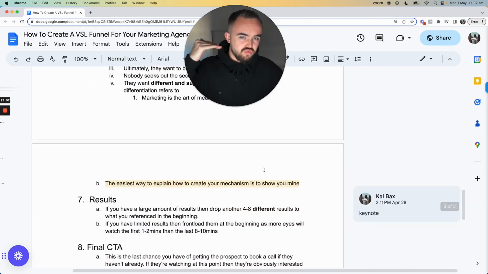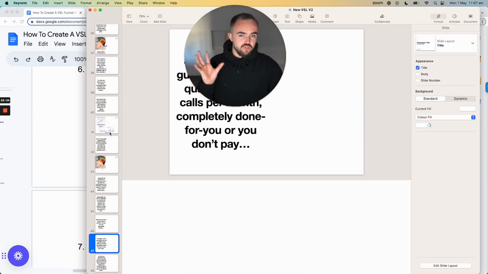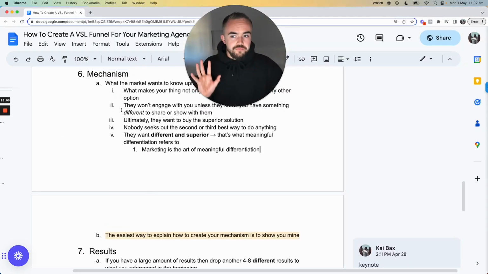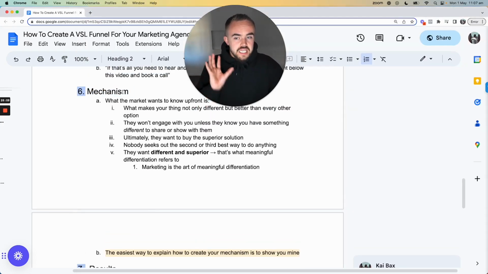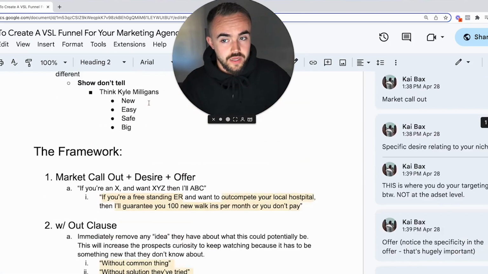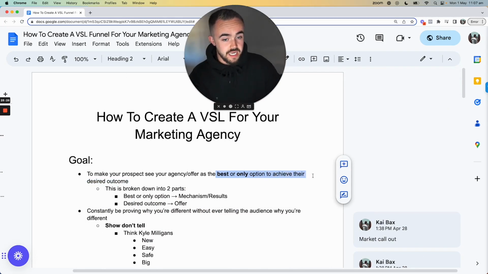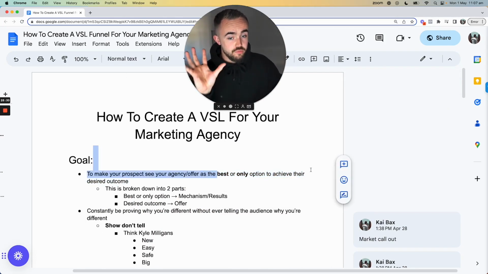And so obviously that was kind of rushing through the mechanism explanation here, but in the actual VSL I go a lot deeper into it, and I really do explain why this is the case. So you need to realize that your mechanism is what's going to get you the results, really the mechanism behind how you get the result, your client's result. And so it goes back to what I said up here. The goal of the VSL is to position your agency, or to make your prospects see your agency or your offer as the best or only option to achieve their desired outcome. And so the mechanism speaks to you being the best or only option.